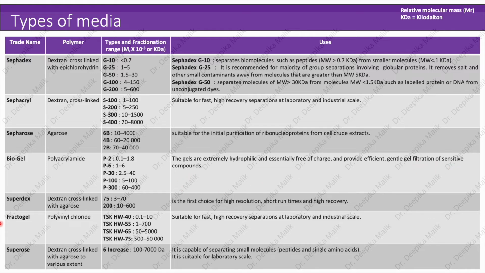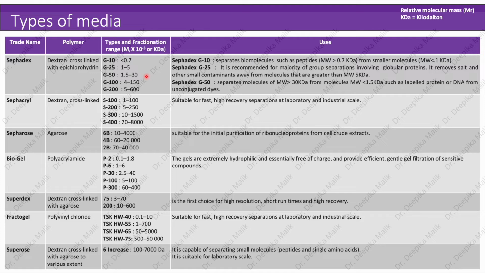Superdex is made of dextran cross-linked with agarose, which is the first choice for high resolution, short run times and high recovery. Fractogel is made from polyvinyl chloride, which is suitable for fast, high recovery separations at laboratory and industrial scale. Superose is made from agarose cross-linked to various extents and is capable of separating small molecules like peptides and single amino acids at laboratory scale. All these polymers have a different fractionation range and thus form different types.